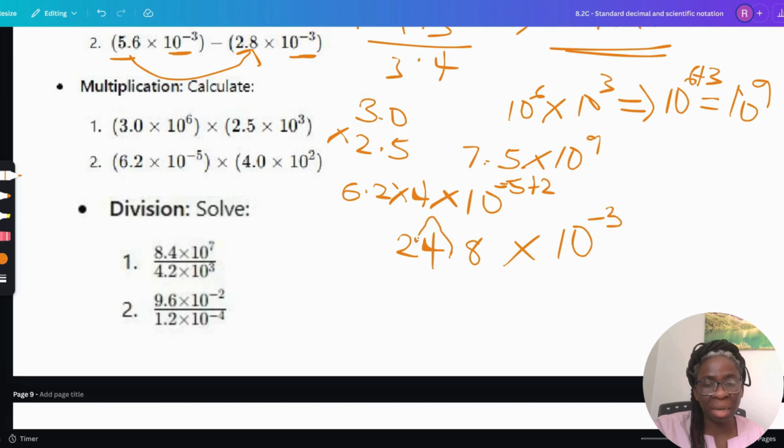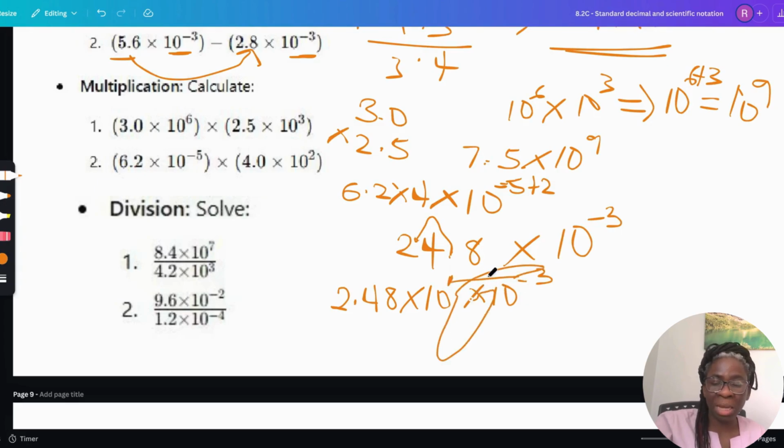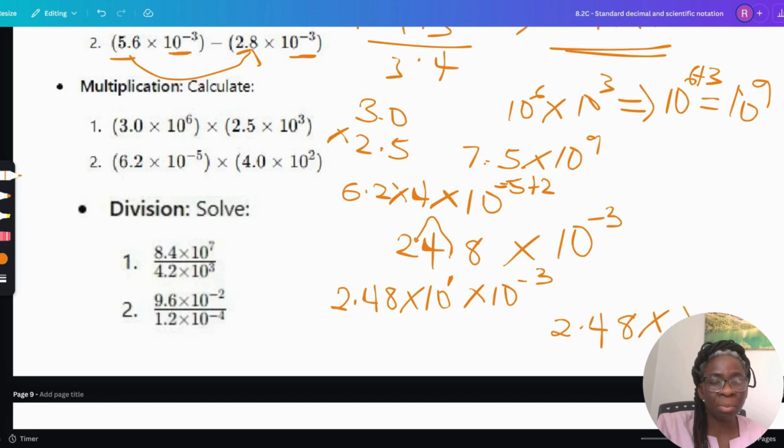If you move this decimal here, this one will become 2.48 times 10. This is because we moved it once. So this will become 2.48 times 10. Then we still have times 10 power negative 3. So we add these powers now. We add the powers. 1 minus negative 3 will be 2.48 times 10 power 1 minus negative 3, that will be negative 2. So that will be the final answer.